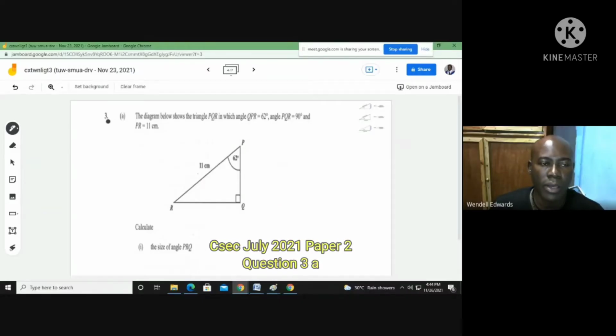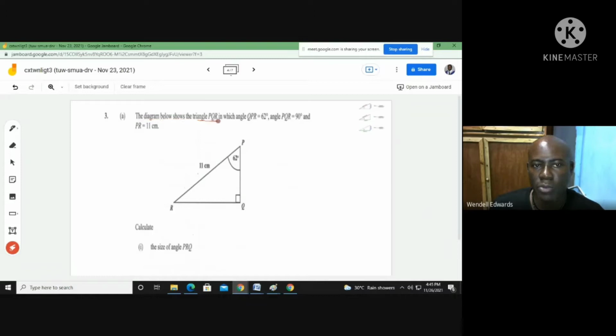All right, so we're looking at the July 2021 question 3A, and it reads, the diagram below shows the triangle PQR in which angle QPR is equal to 62 degrees, which is right here, the angle at P. And the angle PQR is 90 degrees, right here, the angle at Q. And PR equals 11 centimeters. So PR is 11.